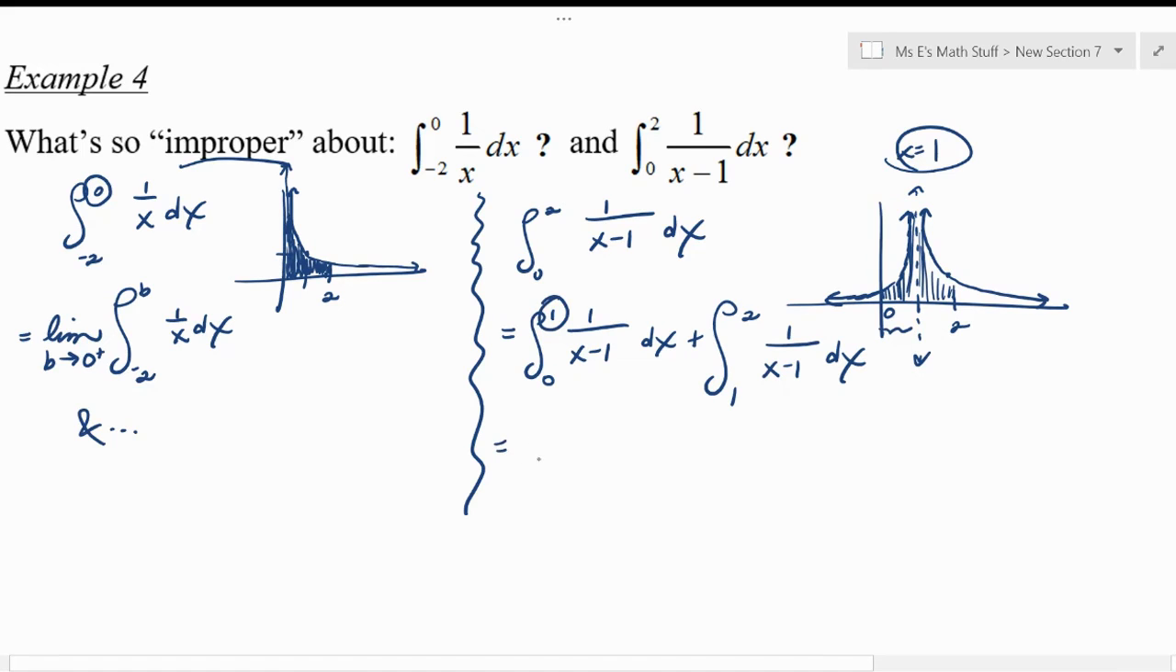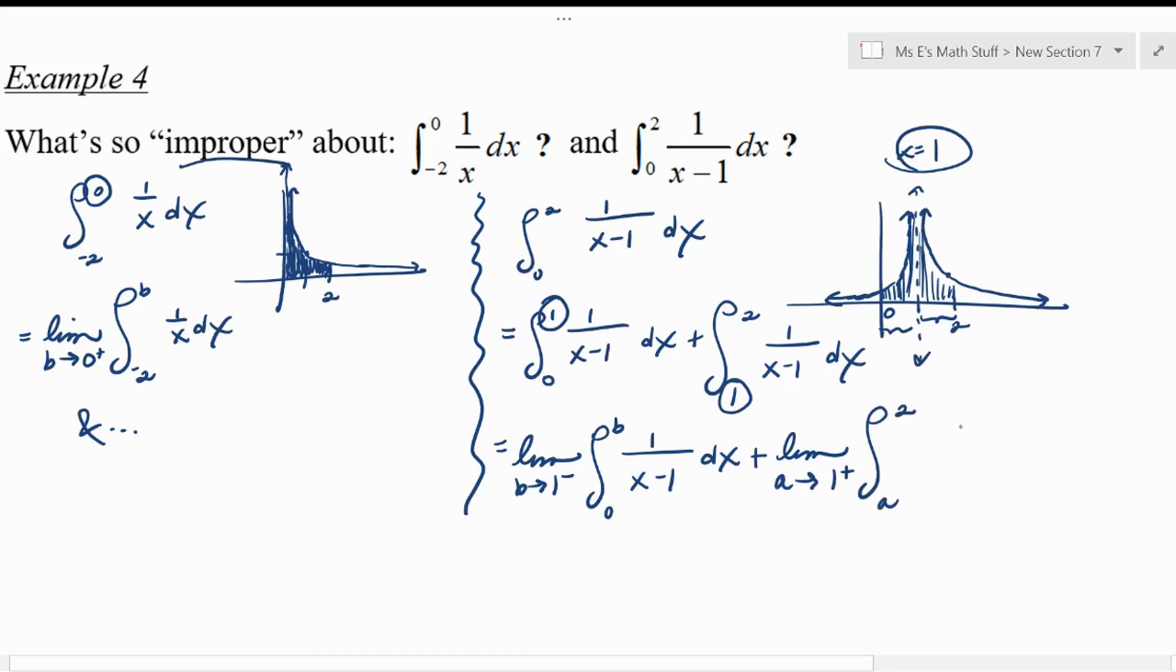So then that would equal the limit as b approaches 1 from the left of the integral from 0 to b of 1 over x minus 1 dx. Plus, for the second integral, you'd be approaching 1 from the right. And so you could fix that by taking the limit as a approaches 1 from the right of the integral from a to 2 of 1 over x minus 1 dx. There we go. And then at that point, you just follow your nose and grunge it out using the techniques that we've been using all along.